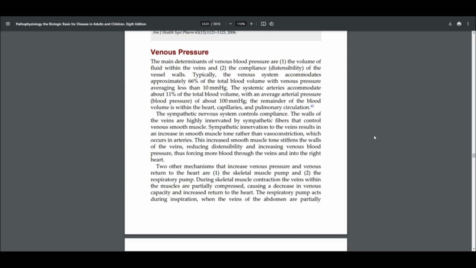The sympathetic nervous system controls compliance. The walls of the veins are highly innervated by sympathetic fibers that control venous smooth muscle. Sympathetic innervation to the veins results in an increase in smooth muscle tone rather than vasoconstriction, which occurs in arteries. This increased smooth muscle tone stiffens the walls of the veins, reducing distensibility and increasing venous blood pressure, thus forcing more blood through the veins and into the right heart.